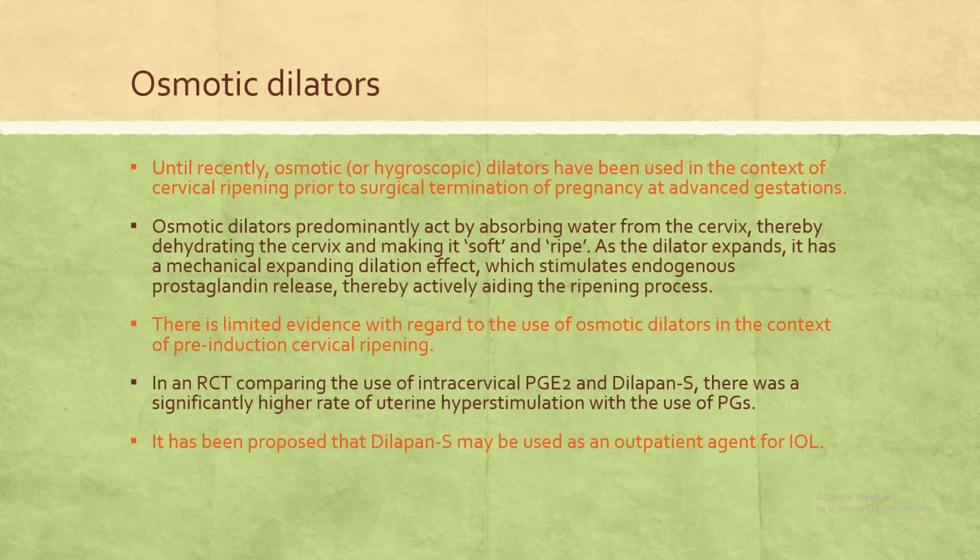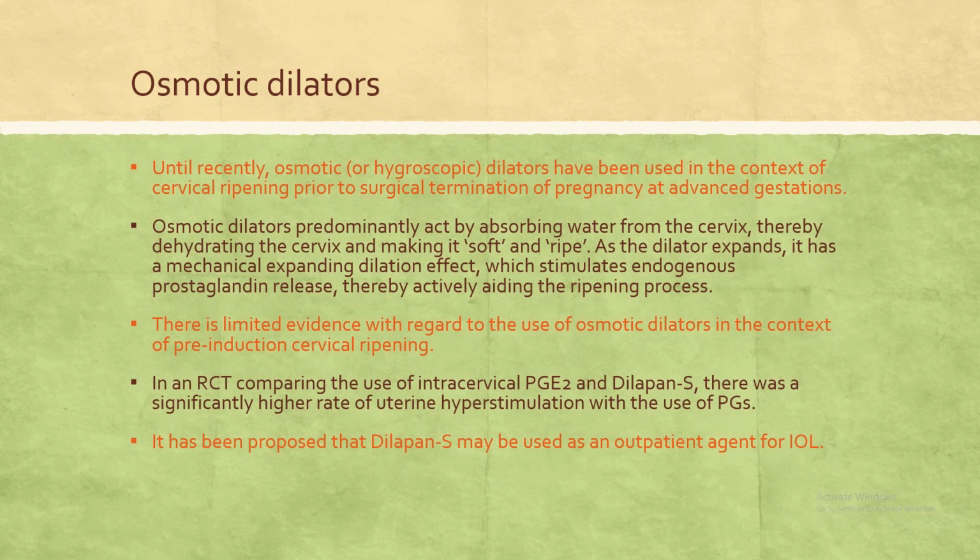Now another method is osmotic dilators. Osmotic or hygroscopic dilators have previously been used for termination of pregnancy in advanced gestation. They act by absorbing water from the cervix, so it dehydrates the cervix, making it soft and dry. When the dilator expands, it causes mechanical stretching and also release of prostaglandin. So it is a double effect: dehydration of the cervix and also stretching of the cervix.